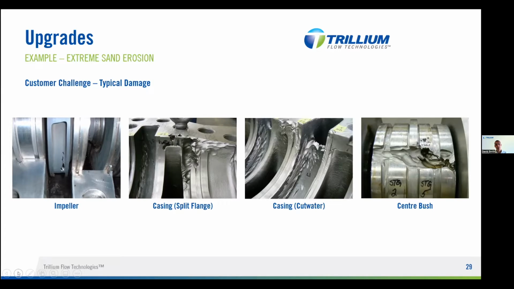In terms of the casing, we've got a couple of photos there. Looking at the split flange between the top and bottom halves, you can see that it's just starting to eat away from that split line there. And we really don't want to be seeing that, because that will just keep going until it hits a bolt hole, which is essentially containing the pressure of the unit. So we want to avoid that.